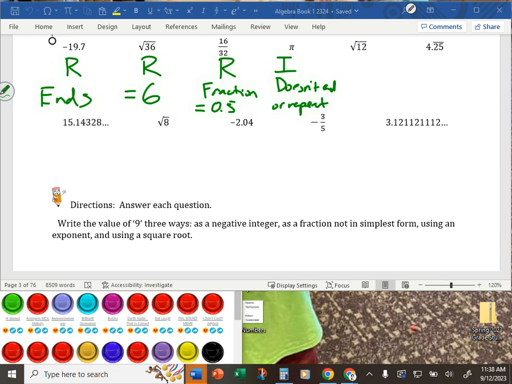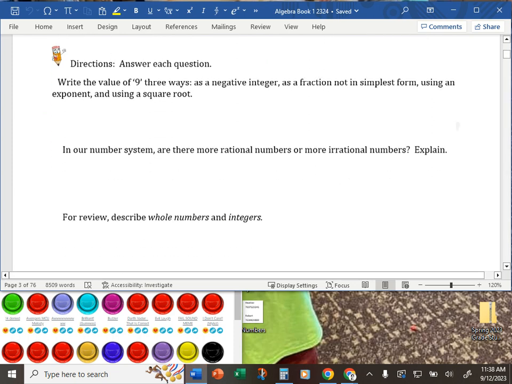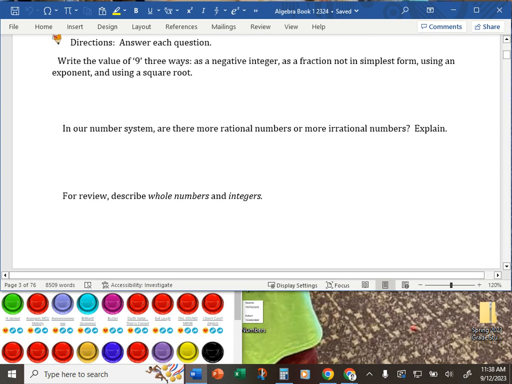Okay. Second part. Answer each question. Write the value of 9 three ways: as a negative integer, as a fraction not in simplest form, using an exponent, and using a square root. Well, we're going to do this one together. So you've got the other three. But how would you write the value of 9 as a negative integer? And let's go back to last year. What's an integer? Let's start there.